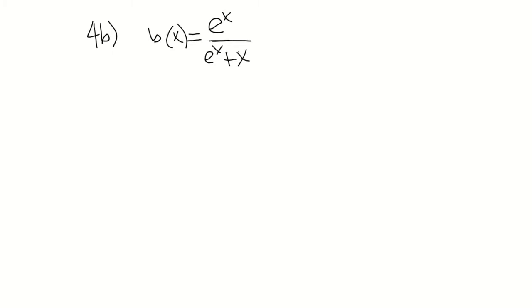Okay, this is 4b from the assignment on September 28th. So b of x equals e to the x over e to the x plus x, and we want to find b prime of x. Since this is written as a quotient of two functions, we're going to need to use the quotient rule of these two functions.